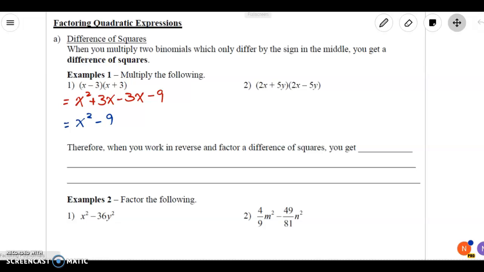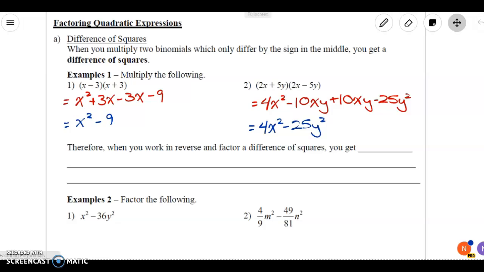Let's try the same thing with the second example. And we end up with something similar: 4x squared minus 25y squared. Whenever you have a set of binomials following this pattern, you'll notice the same thing happens. It also makes it a little more convenient to multiply out because you know your two middle terms are going to end up equaling 0.